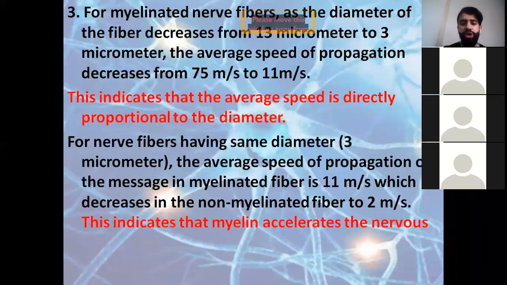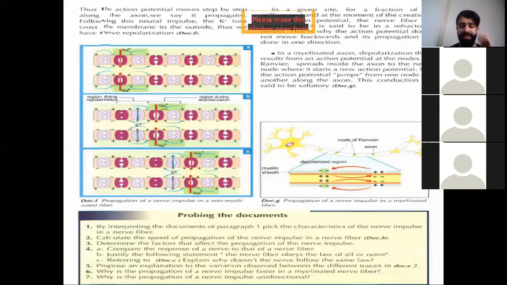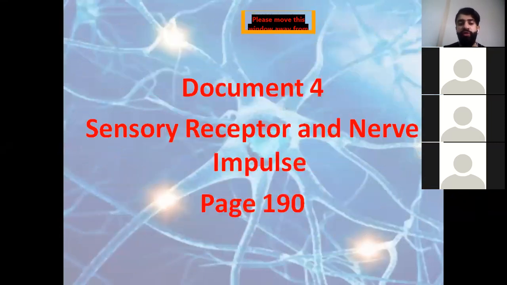So next week, we're going to continue with 6 and 7. We're going to complete these and also talk about documents F and G about the propagation of the nervous message. And we're going to move to document 4, talking about the sensory receptors and the nerve impulses as well.